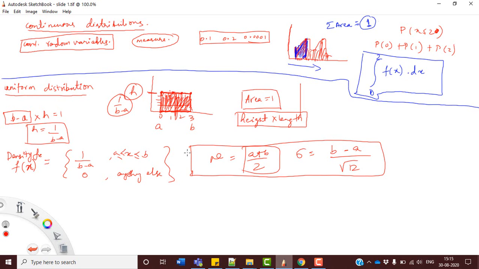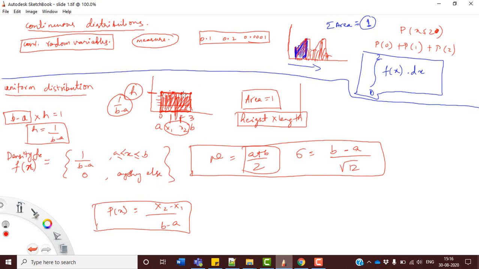Okay. Now suppose somebody asks you, what is the probability? This is A, this is B. Suppose these values are x1 and x2. What is the probability of these values lying between x1 and x2? How do you find out that probability? The probability of x is given by x2 minus x1 by B minus A. Isn't it logical?